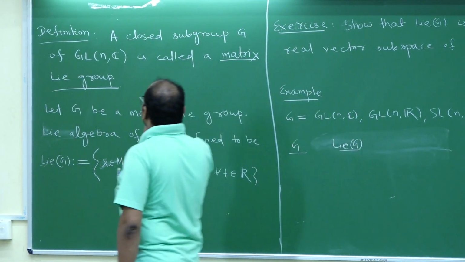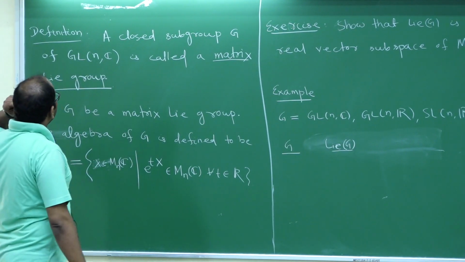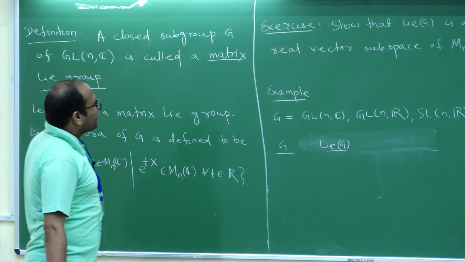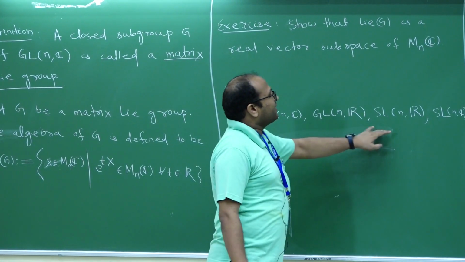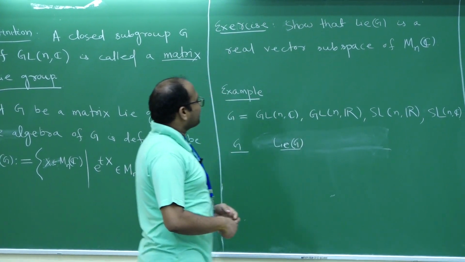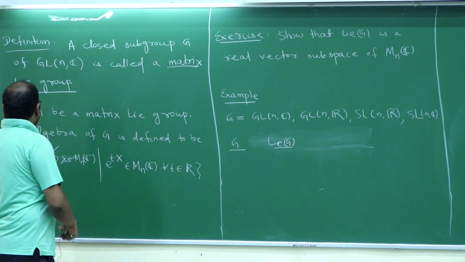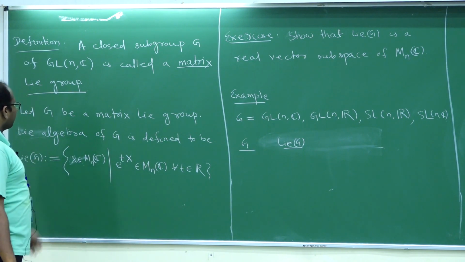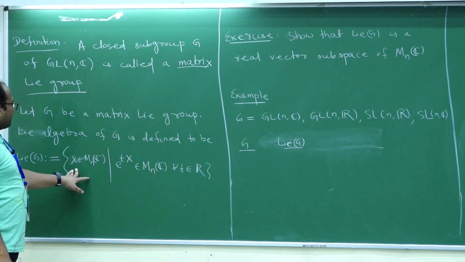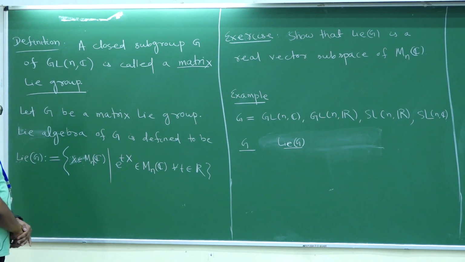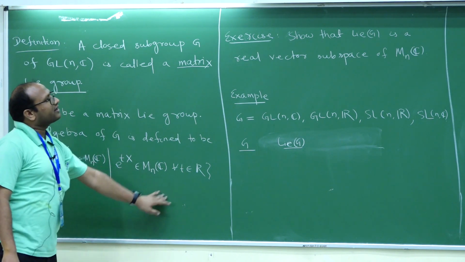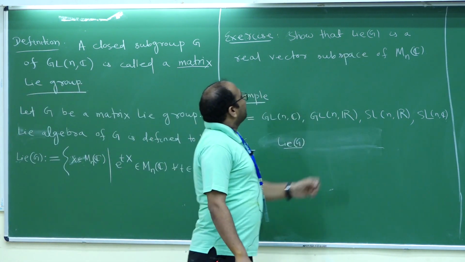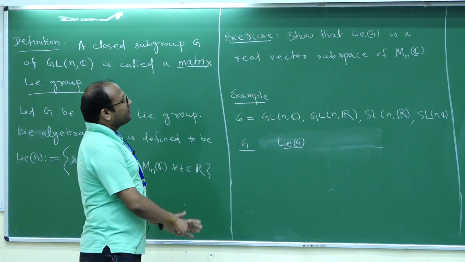I will begin with this definition. A closed subgroup G of GL(n,C) is called a matrix group. So, examples are GL(n,C), GL(n,R), SL(n,R), SL(n,C). These are examples of matrix groups. And let G be a matrix group, then its Lie algebra of G is defined to be the collection of all n by n complex matrices X so that e to the power tX belongs to G for all t belongs to R. So this is a very simple exercise, that the Lie algebra of G is a real vector subspace of M_n(C).